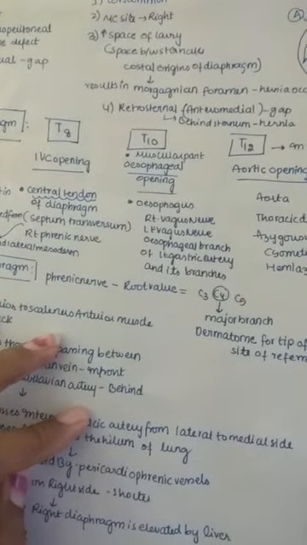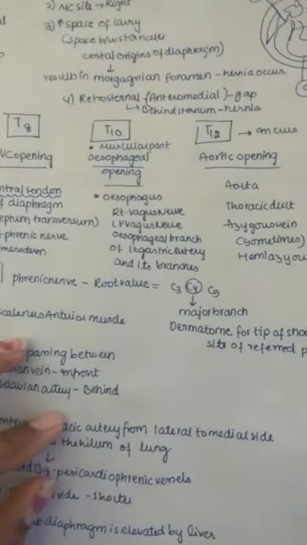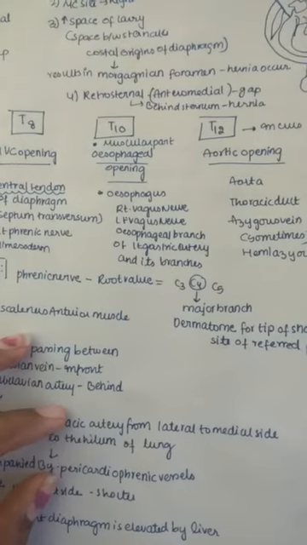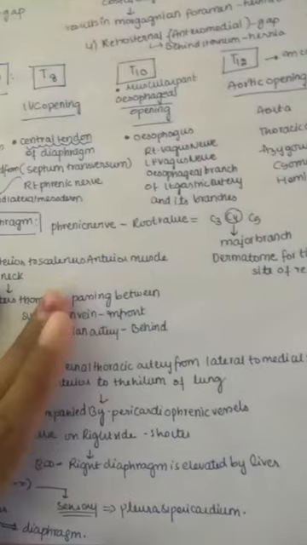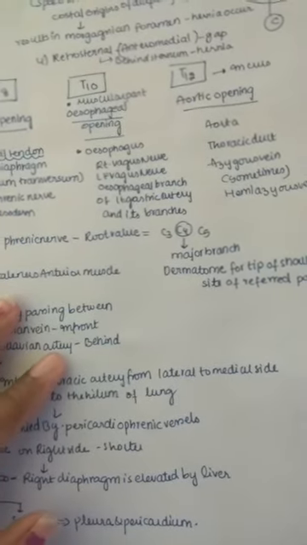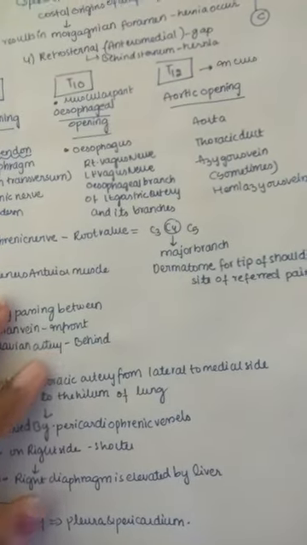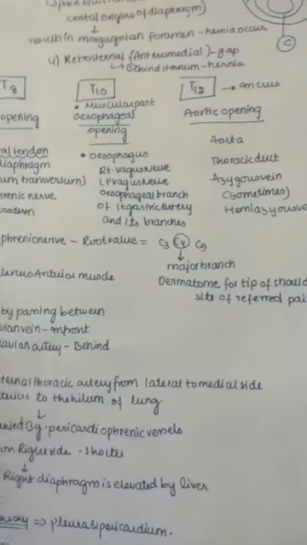And the muscular part, T10, that is the esophageal opening, has the esophagus, right vagus nerve, left vagus nerve, and esophageal branches of the left gastric artery. And next we have the aortic opening, where we have the aorta, thoracic duct, azygos vein sometimes, and also hemiazygos veins. So T12 is present in the crus.